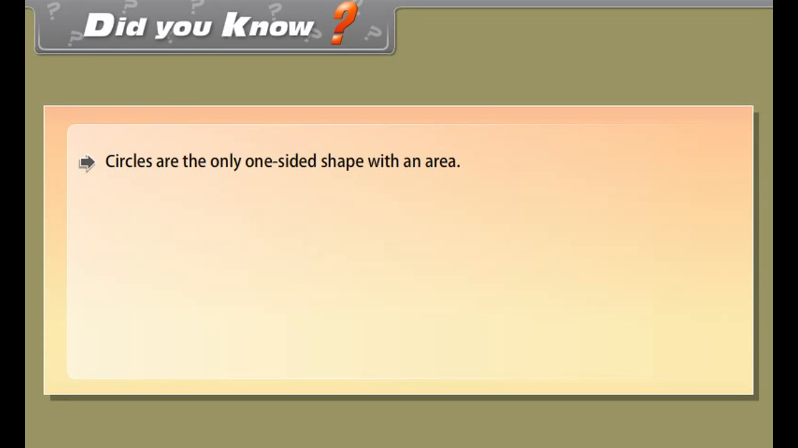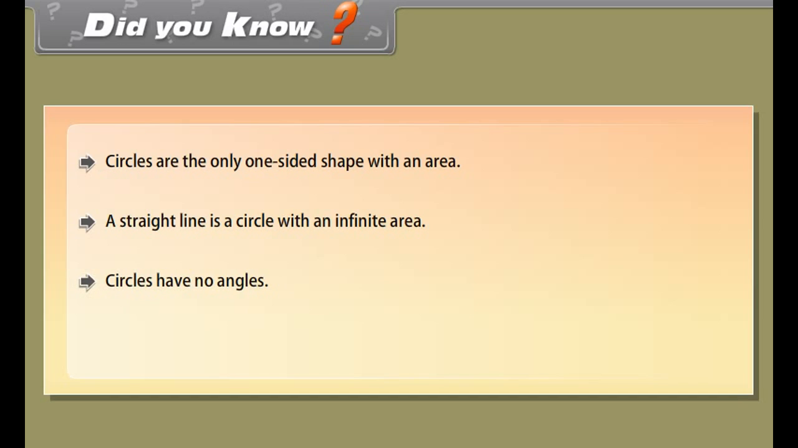Did you know? Circles are the only one-sided shape with an area. A straight line is a circle with an infinite area. Circles have no angles. A circle has an infinite number of lines of symmetry.